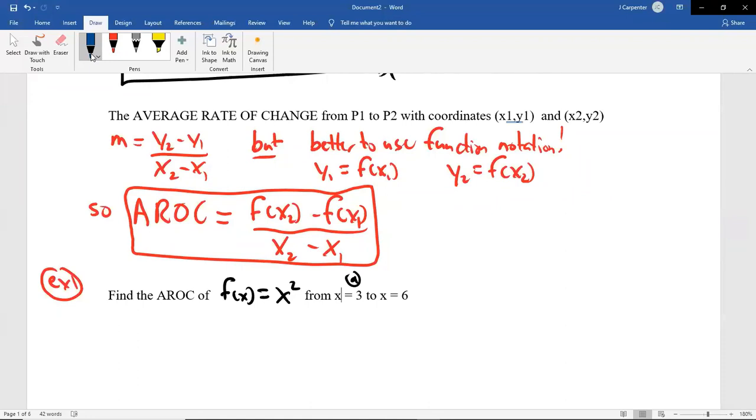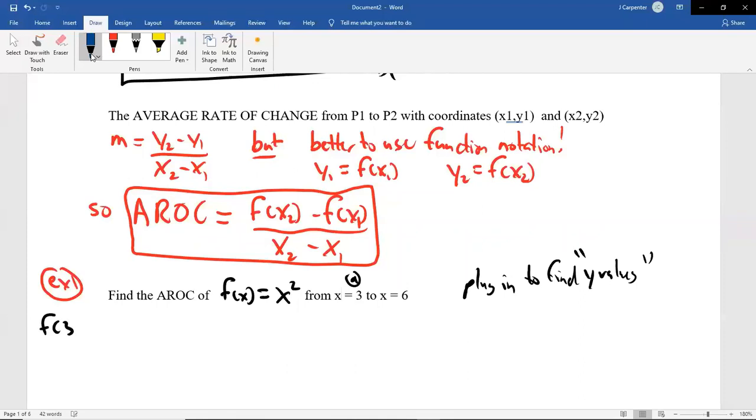Now you need completed points to do this. All I gave you was the x values, but you can find y values by plugging them in. So the first thing you have to do is plug in to find the y values. And I'm putting that in quotes because we're going to call them function values, f of x2 and f of x1.